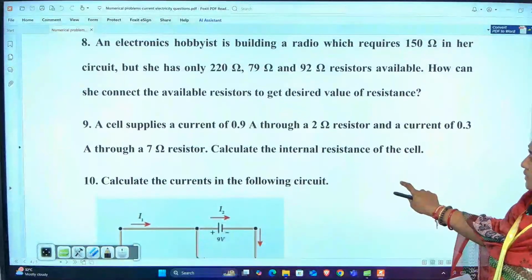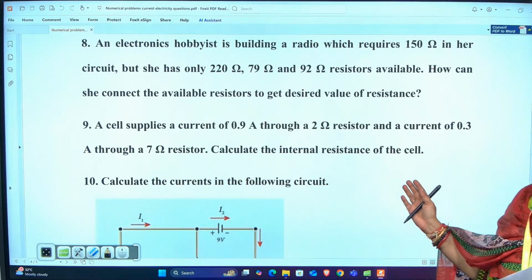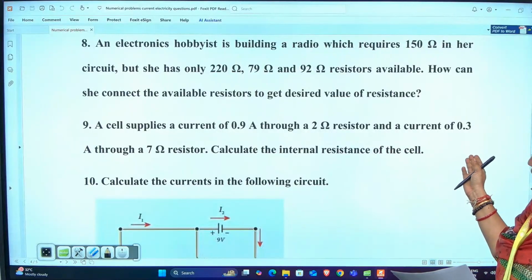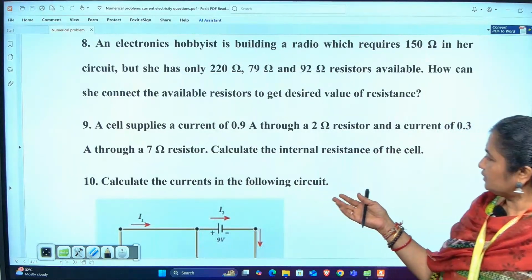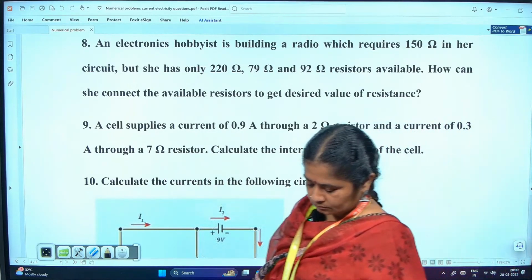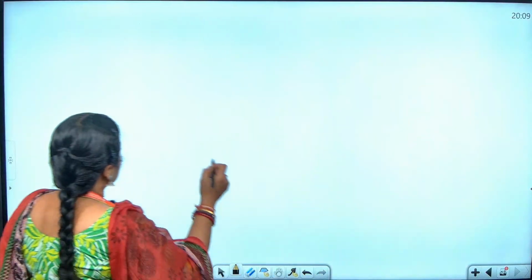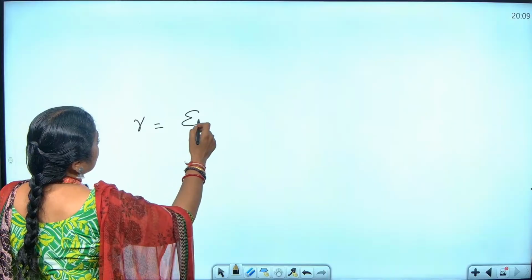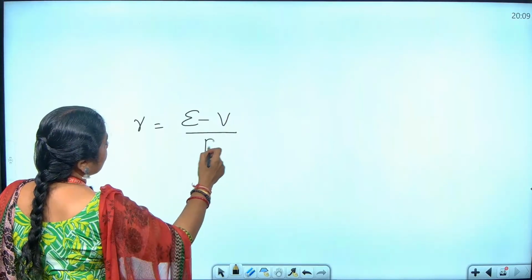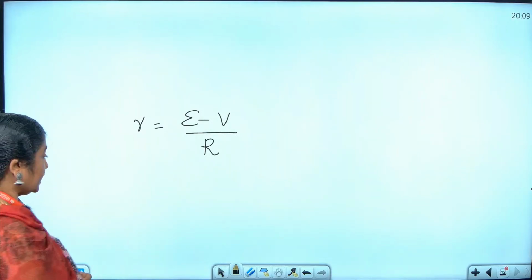Now next question, 9th one. A cell supplies a current of 0.9 ampere through a 2 ohm external resistor and a current of 0.3 amps through another external resistor 7 ohms. Calculate the internal resistance of the cell. What is the formula for internal resistance? Small r is equal to epsilon minus V by R.